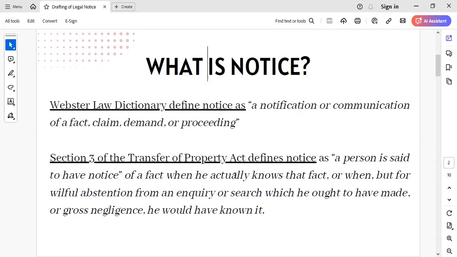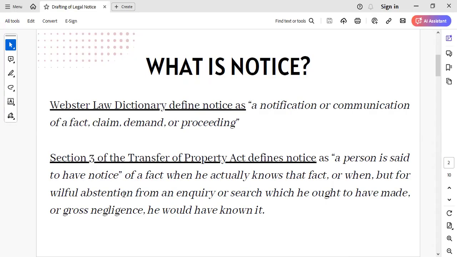What is notice? General meaning? Hello, sir, the sentence looks a little bit difficult to understand, but in simple terms you said, right? General meaning: fact, claim, demand, or proceeding. It simply means that you know something. It is knowledge. But you are not acting on that knowledge.